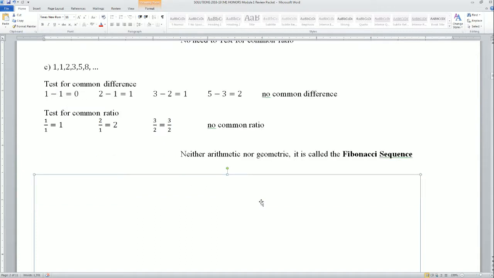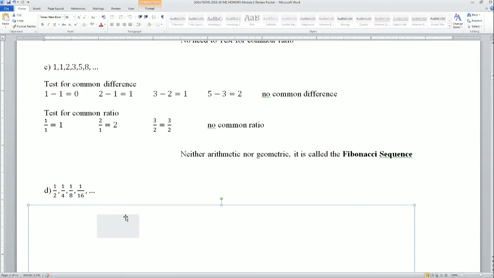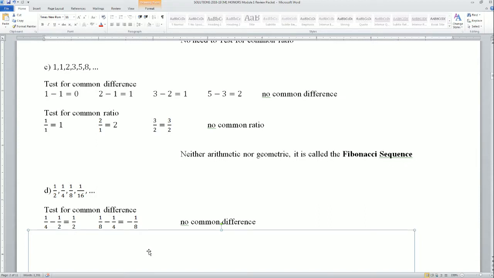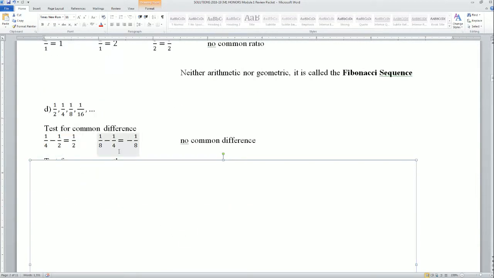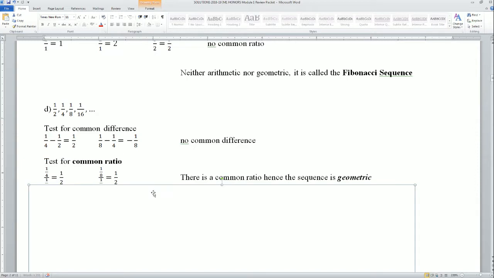That is the pattern for the Fibonacci sequence. D, 1/2, 1/4, 1/8, and 1/16. You see it's already growing almost rapidly, so we're almost guessing it's geometric. But let's test for the common difference. We saw that there is no common difference. Let's test for the common ratio, okay?